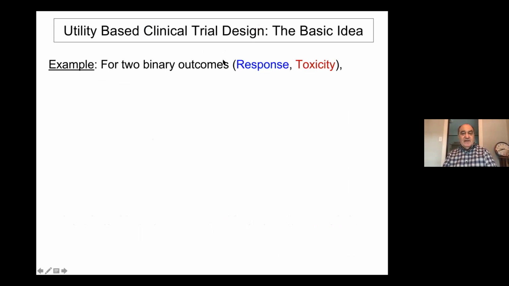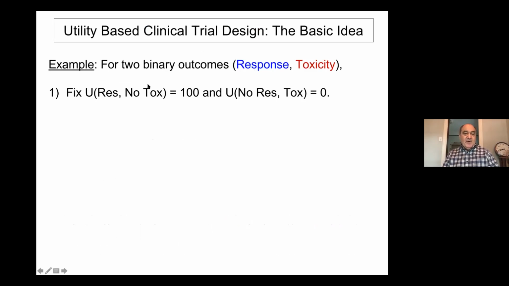Okay, so let's talk about utilities. What are utilities? Well, here's the basic idea. I've got the same sort of thing. Now I'm using response instead of toxicity, same thing. And I'm going to assign utilities to those 4 outcomes by saying, well, the best possible thing that can happen is you get a response and no toxicity. So I'm going to give that the maximum value of 100. The worst thing that can happen is the patient doesn't respond and has toxicity. I'm going to give that a utility of 0.